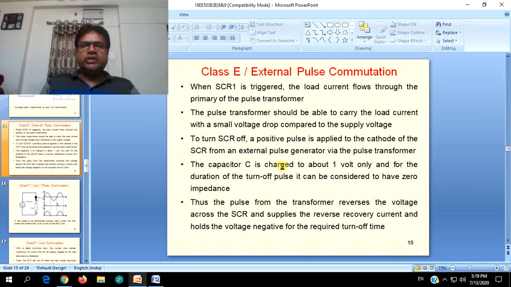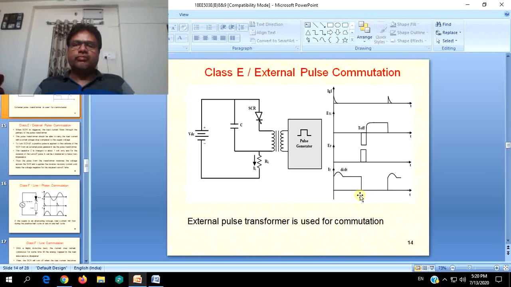The capacitor C is charged to about 1 volt only previous to this condition, and for the duration of the turn off pulse, it can be considered to have zero impedance. Zero impedance means you can assume that it is just like a short, current can flow easily. Thus, the pulse from the transformer reverses the voltage across the SCR and supplies the reverse recovery current and holds the voltage negative for the required turn off time.